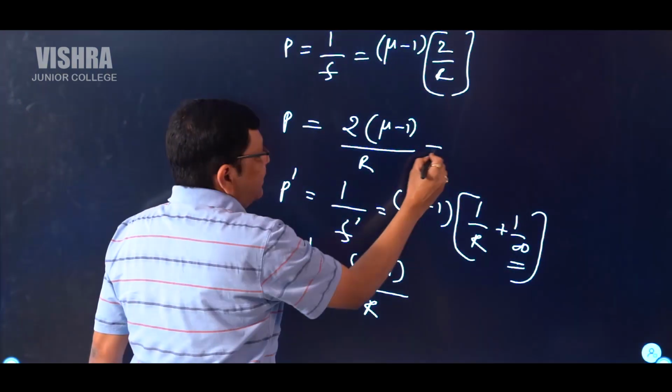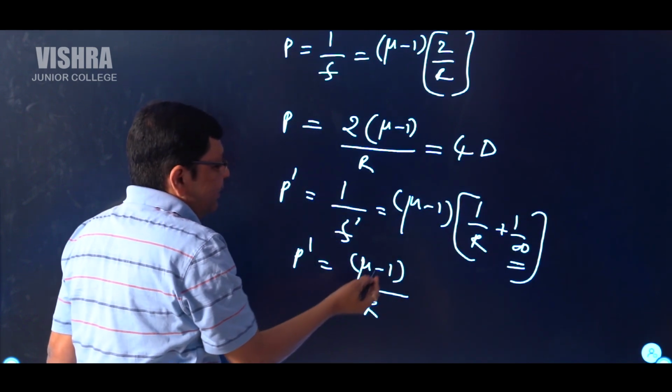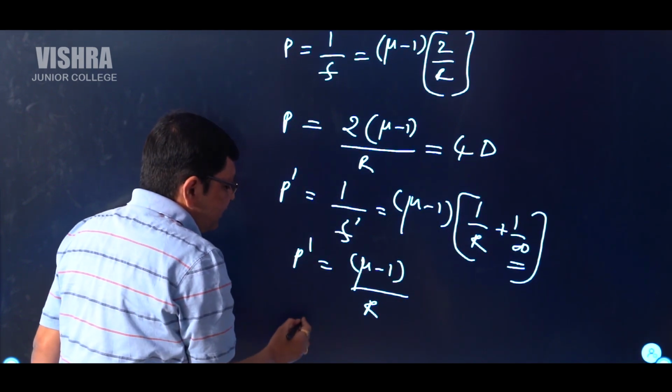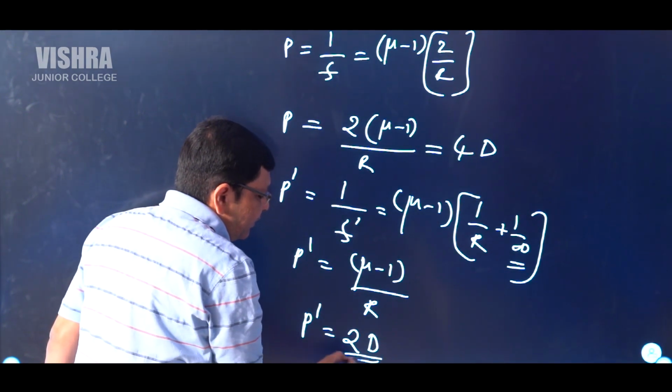Here, the first case power is given as 4 diopter. Then in the second case, it will be half of the first case. So this will be 2 diopter. So this is the answer.